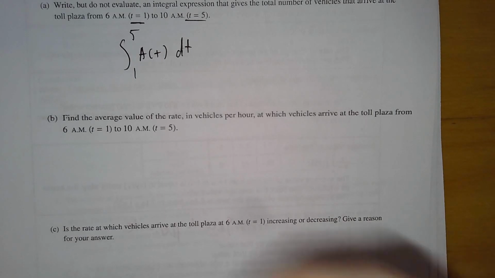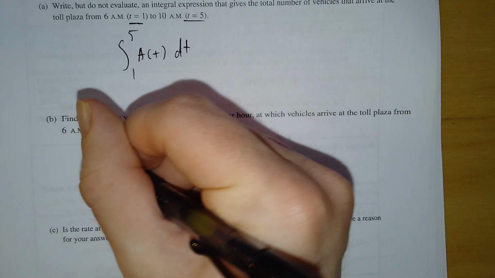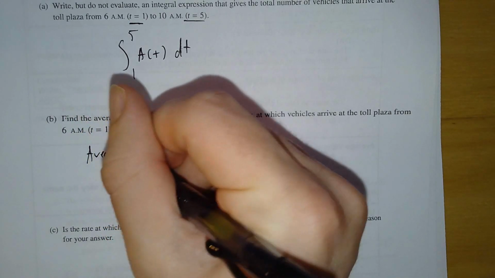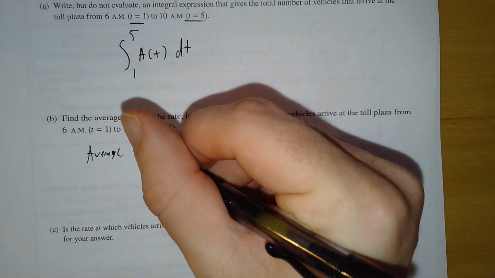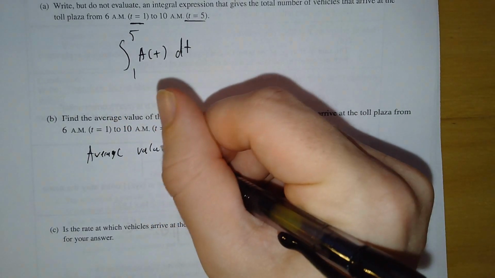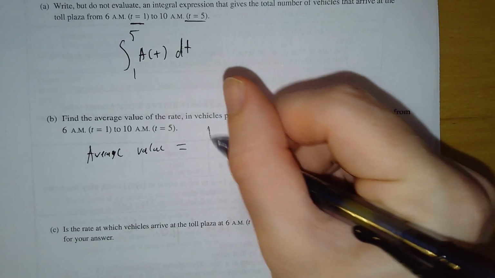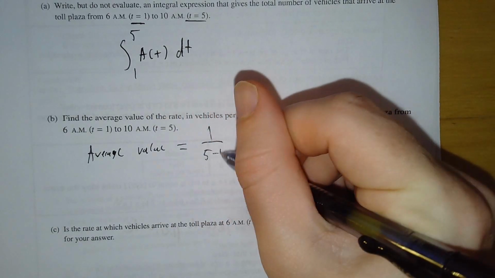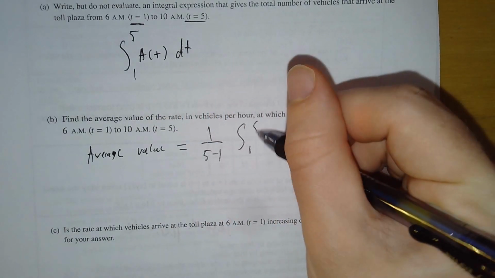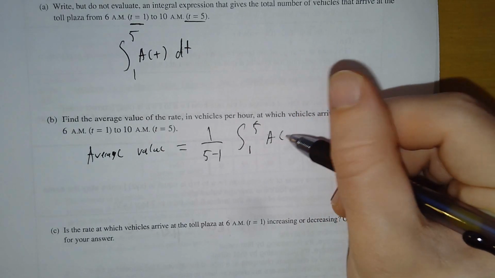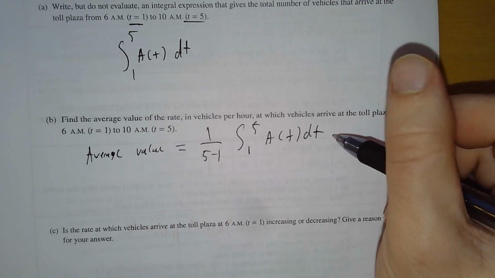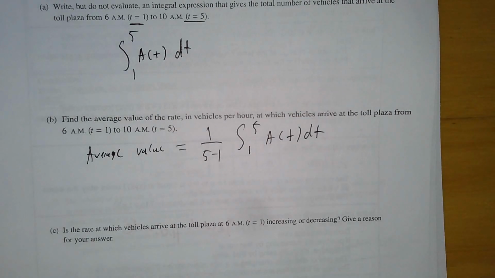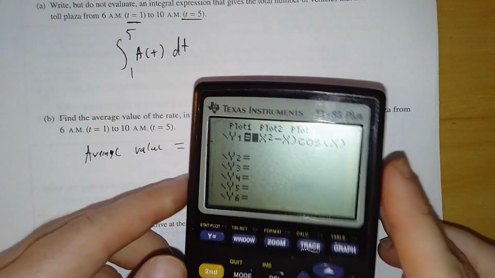So you write that. So we say average value equals 1 over b minus a, 5 minus 1, integral 1 to 5, A of t dt. Do not forget the A of t dt. And this, you're doing on the calculator, right? This is where you plug it in for y1.